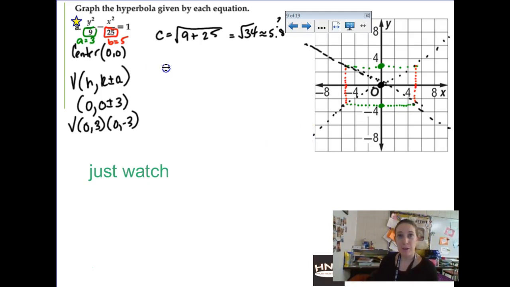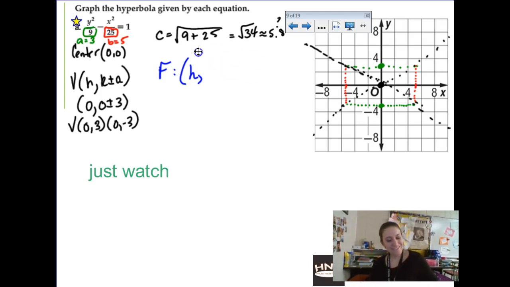They're going to ask me about the focus points. So the foci on a vertical hyperbola is at the formula h comma k and then plus and minus the c value. Nope, that's not right. Back up. I always do this one wrong. Oh no, it is. Right?